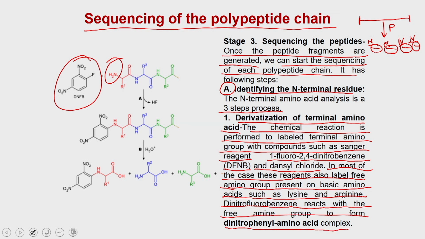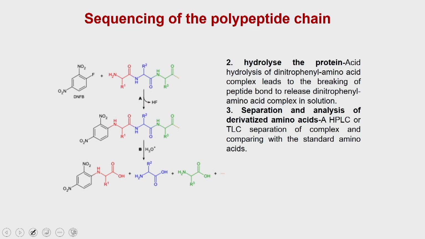Once you do that, there will be a release of hydrogen fluoride, and it is going to form the complex with the terminal amino group. So, that is the first step, derivatization of the terminal amino acid. Then you move on to the second step. In the second step, you will hydrolyze.